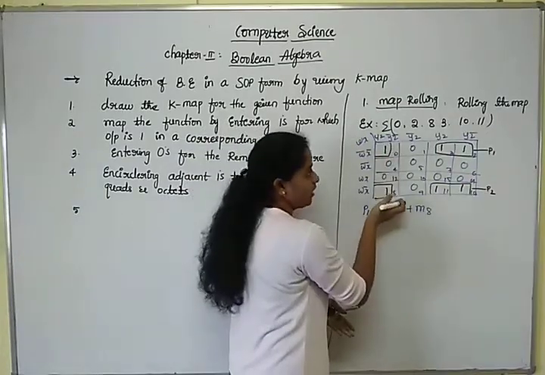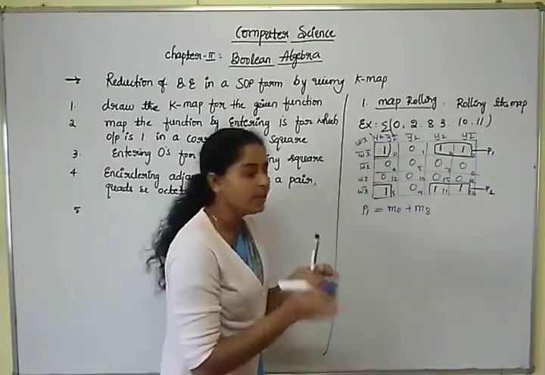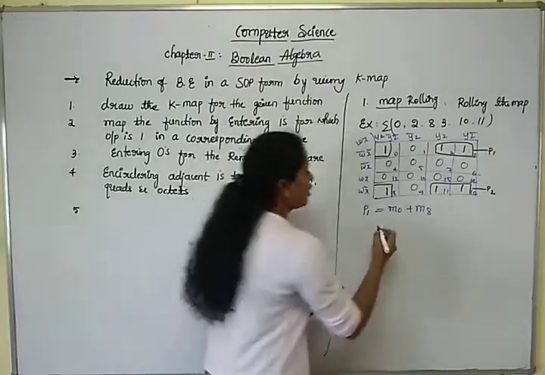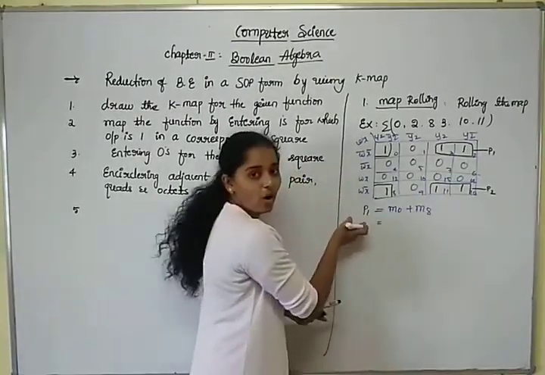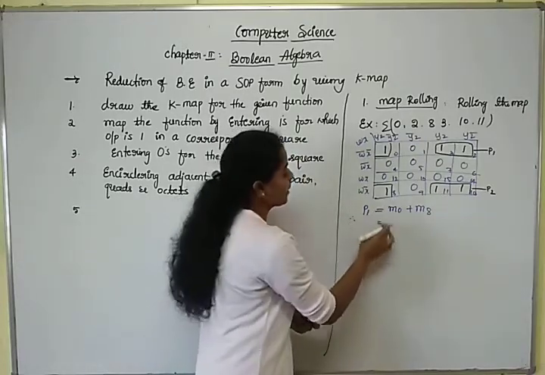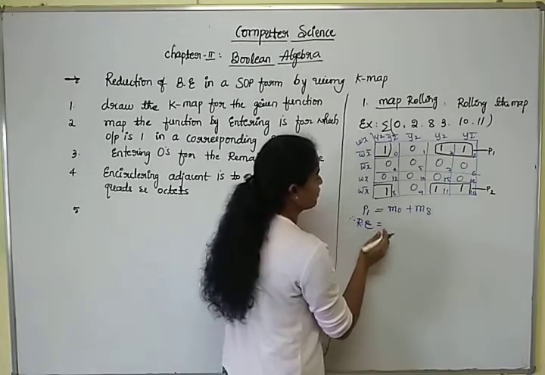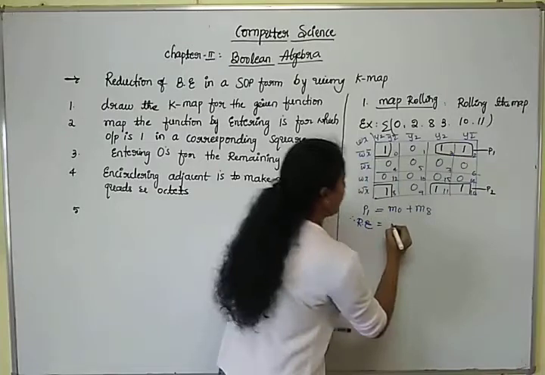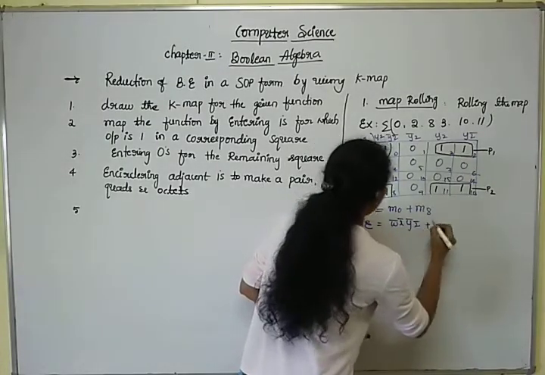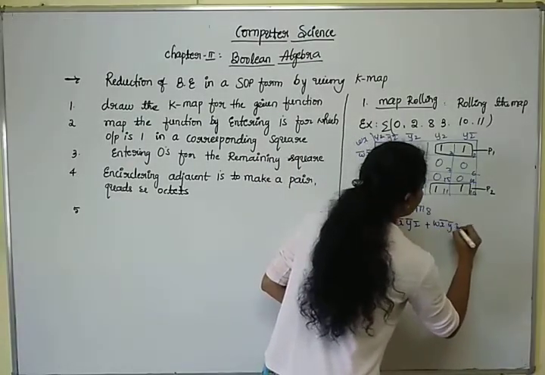When the map is rolling, the top edges touch the bottom edges, and both are combined to form one pair, that is m0 plus m8. This m0 and m8 is called pair 1. Therefore, the reduced expression for this pair 1: the m0 value is w bar, x bar, y bar and z bar, plus the m8 is w, x bar, y bar and z bar.